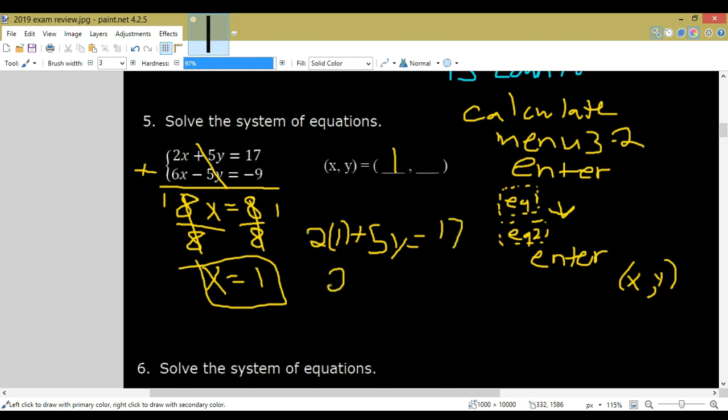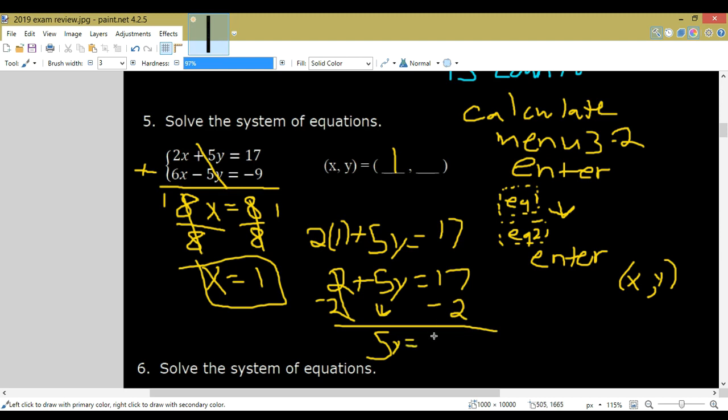2 times 1 is 2. Carry everything else down. Let's get the y by itself. First, we will subtract 2 from each expression. In the last step, we will divide each term by the coefficient in front of y, which is 5.